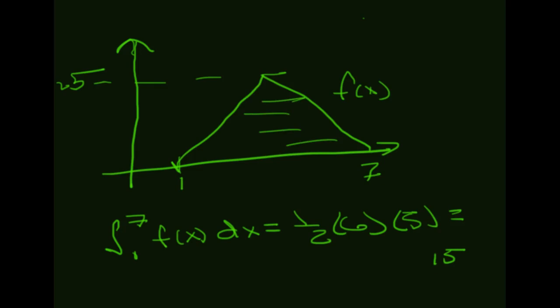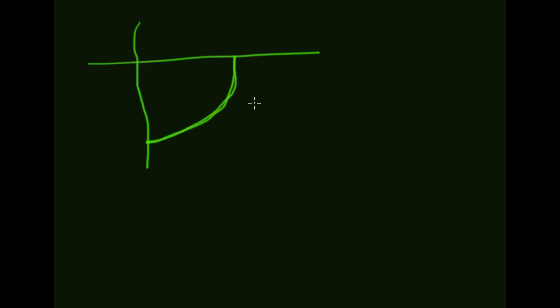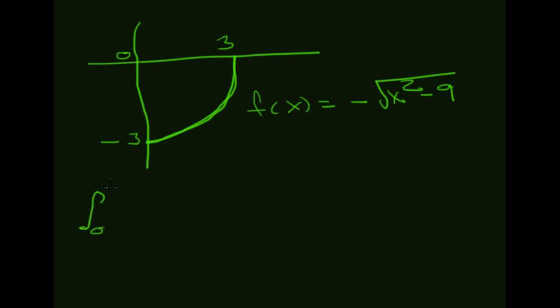Let's do one more. All right, so let's get a little tricky here. Let's put the curve below the axis, right? And we're going to say that this curve is f of x is equal to negative the square root of 9 minus x squared. All right, so this is essentially going to strike down here at negative 3 and 3, and I have the origin 0 here, and I want the integral from 0 to 3 of f of x dx.